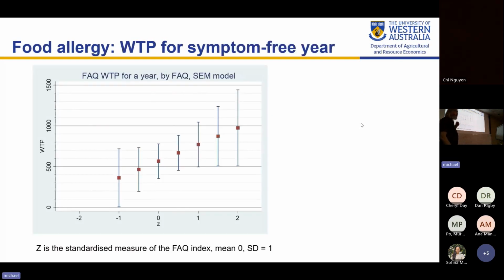So now you can start thinking about working out our normal process, willingness to pay. What's the willingness to pay? Well, it's the amount that I'm willing to pay. What I'm presenting here is the amount I'm willing to pay to get an extra symptom-free year.